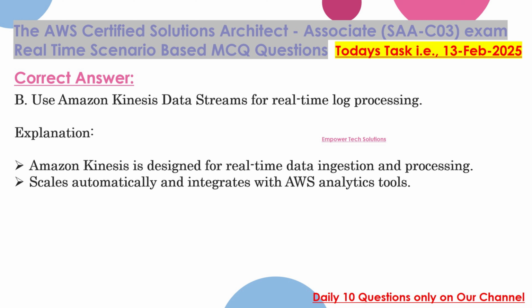Correct answer: B. Use Amazon Kinesis Data Streams for real-time log processing. Explanation: Amazon Kinesis is designed for real-time data ingestion and processing. Scales automatically and integrates with AWS analytics tools.